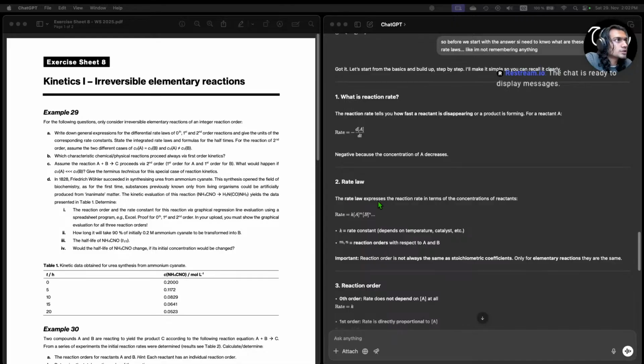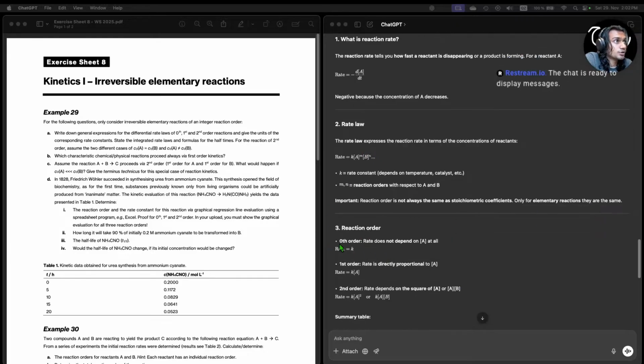Rate law expresses the reaction rate in terms of the concentration of reactants. k, the rate constant, depends on temperature, catalyst, etc. m and n are reaction orders with respect to A and B. Important: reaction order is not always the same as the stoichiometric coefficient. Only for elementary reactions are they the same. Okay.